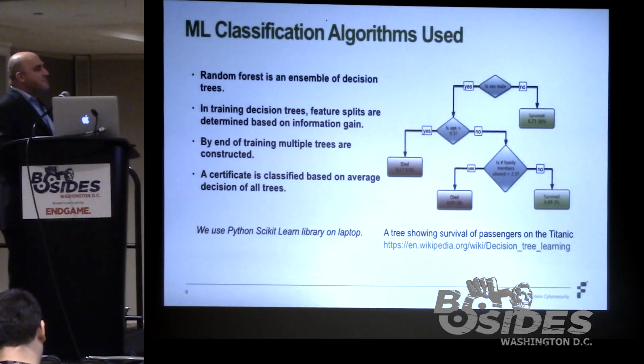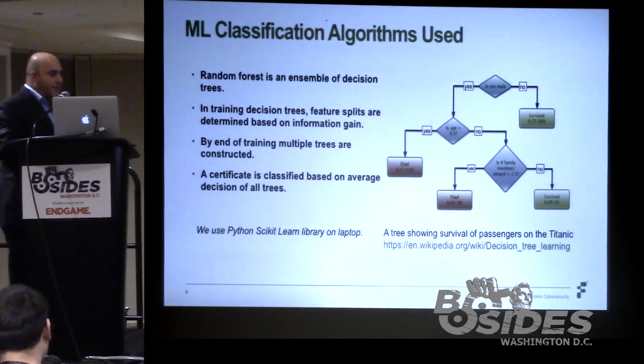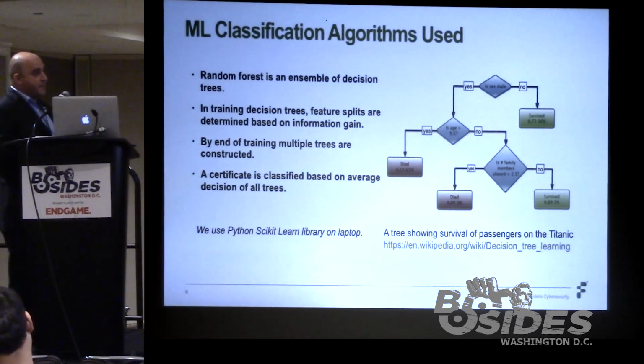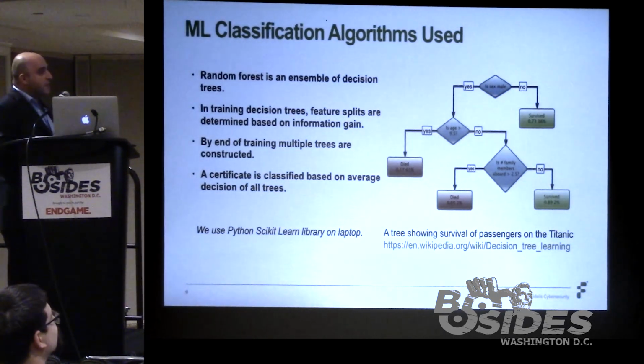It's a classification for passengers, whether they survived or didn't survive the Titanic. So not exactly happy. And it goes like this. Is the passenger a male? If no, you have a high probability of surviving, 0.73, a 73% chance of surviving.